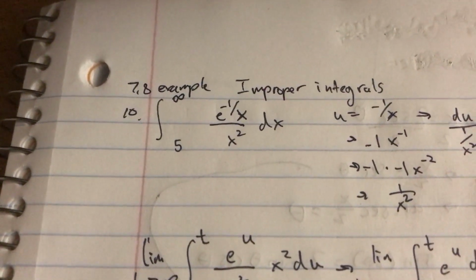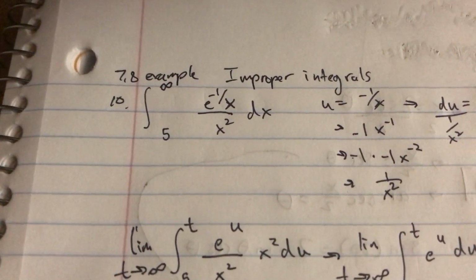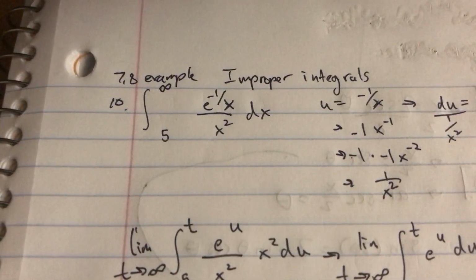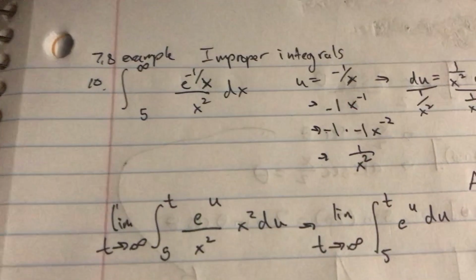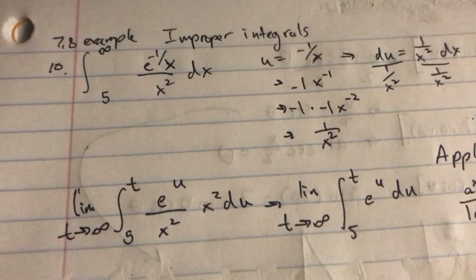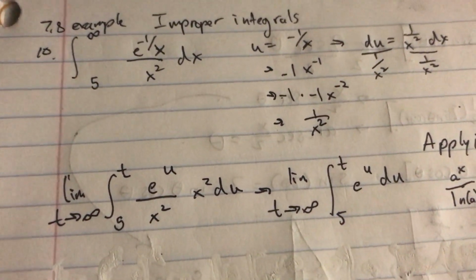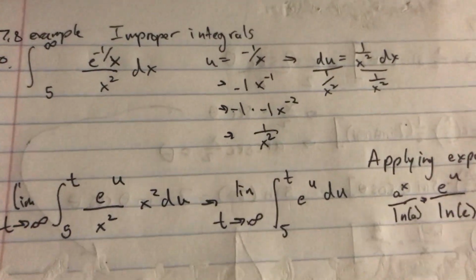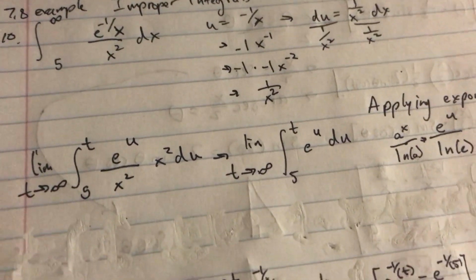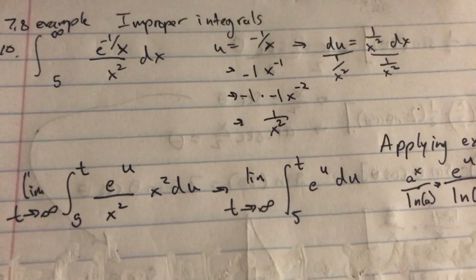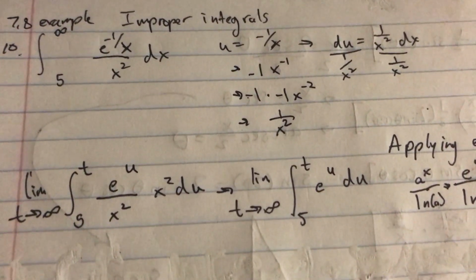So we have an improper integral from 5 to infinity of e to the negative 1 over x squared dx. So first I did u substitution. I took u to be negative 1 over x. Then I moved the x up from the denominator up to the numerator, so it becomes a negative 1.